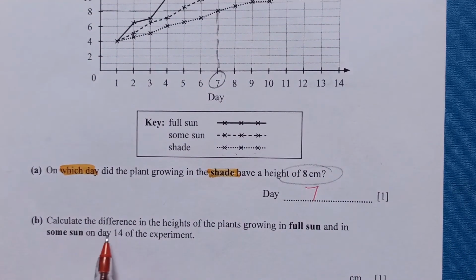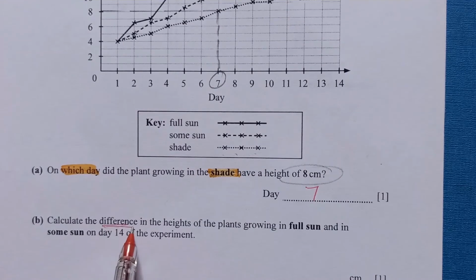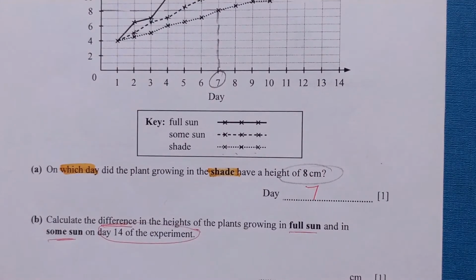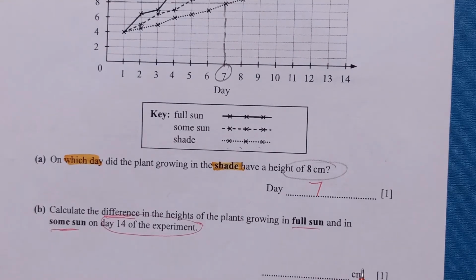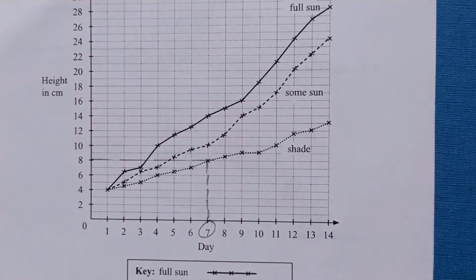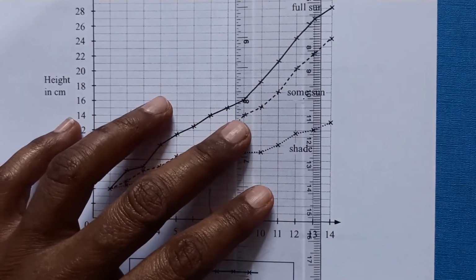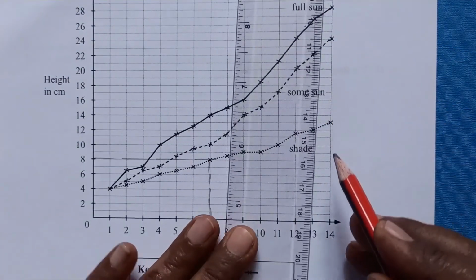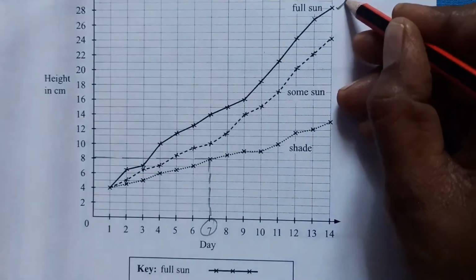Right? Now we need to calculate the difference in the heights of plants growing in full sun and some sun on day 14 of the experiment. So we will go on day 14. Always remember to underline the keyword so that you don't miss anything. So we are looking for full sun, some sun on day 14. So day 14 is here. If you go along, this is day 14. So full sun is here, some sun is this one. So we are looking for this and this point actually.